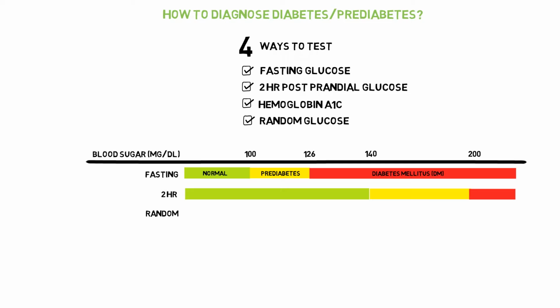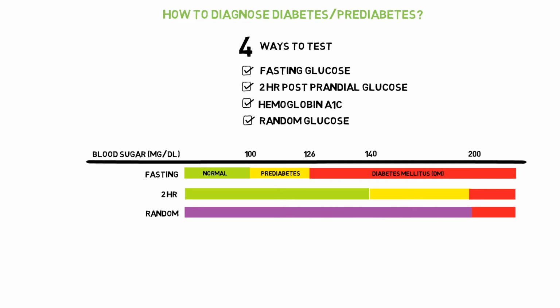And for a random blood glucose, we need to remember just one number, 200. 200 and above is suggestive of diabetes. Up to 200 is indeterminate.